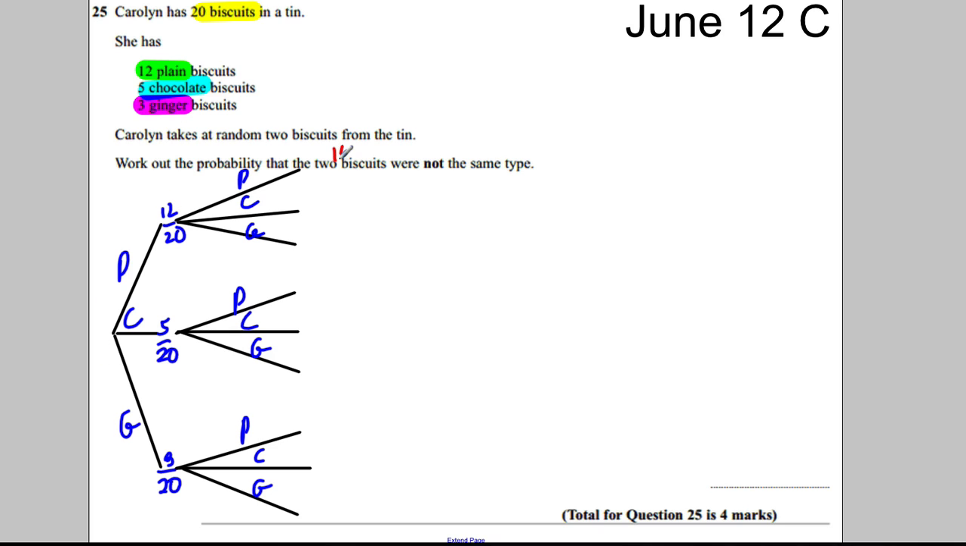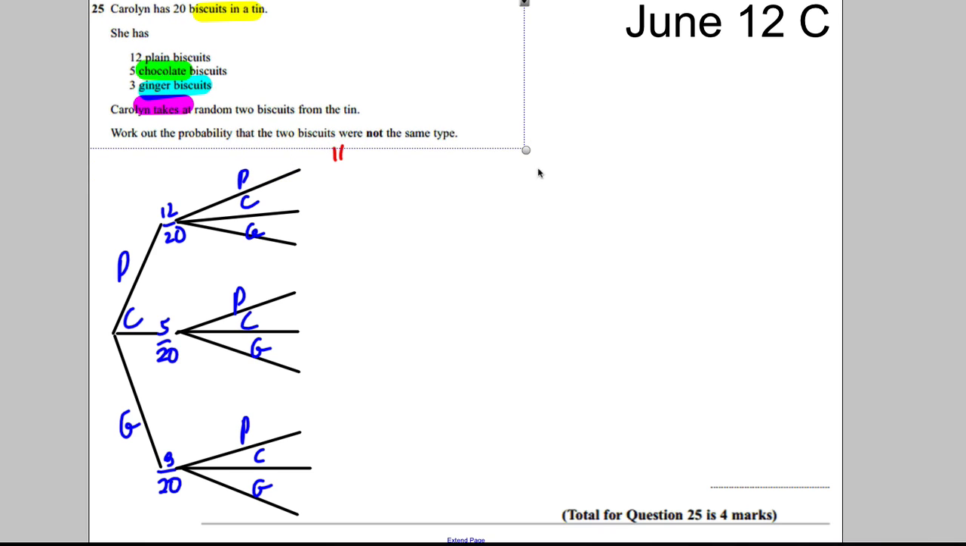Now, imagine she took a plain. There's now one less plain, and there's one less biscuit, so 11 out of 19. Chocolate is 4 out of 19. If she took a ginger, there's now 2 out of 19.